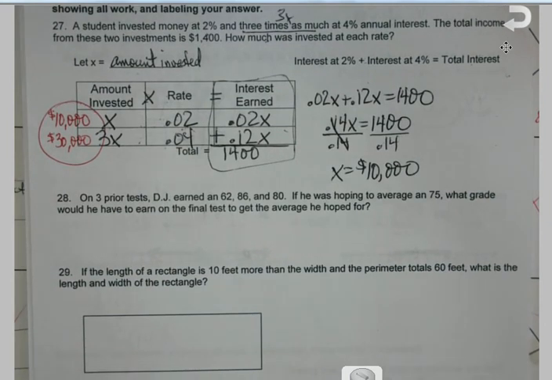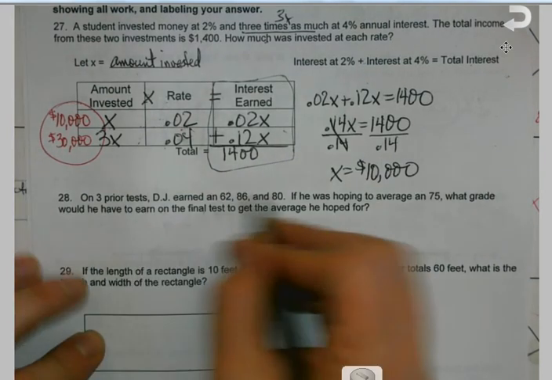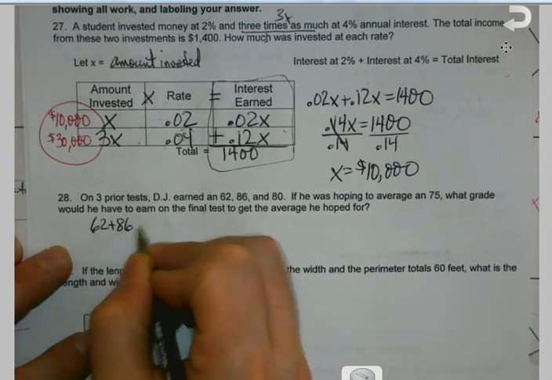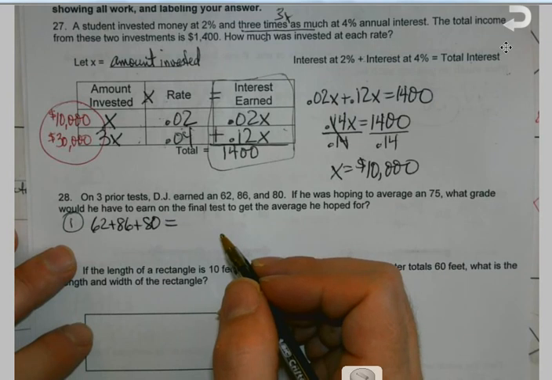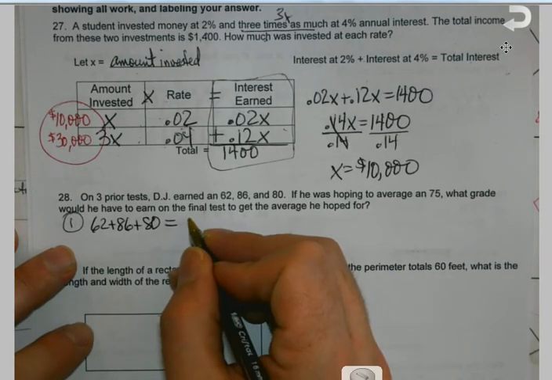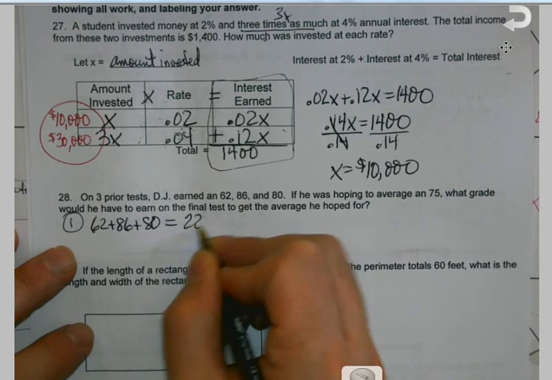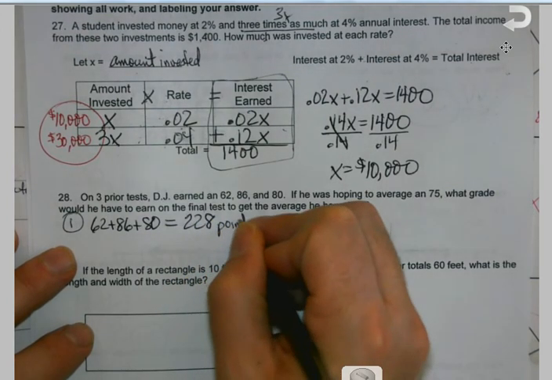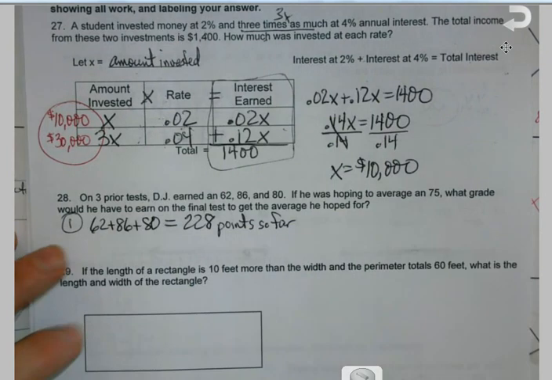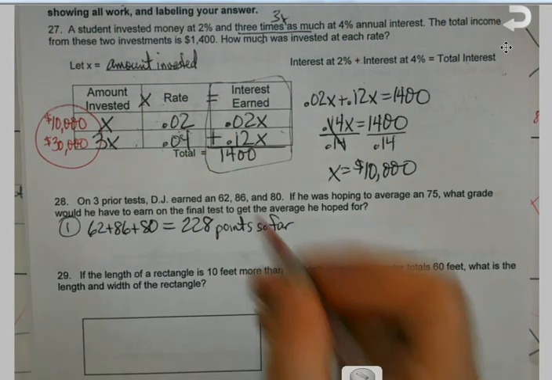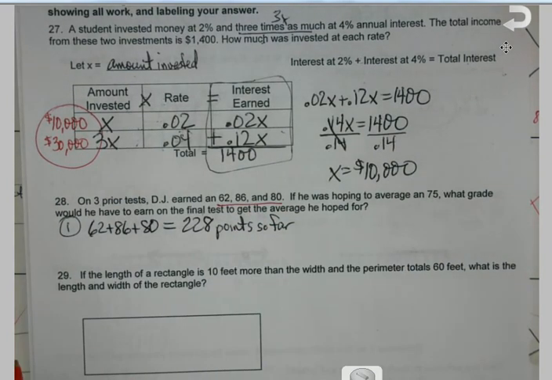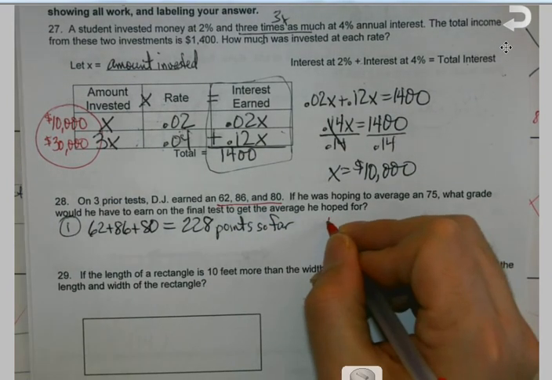So okay, on 3 prior tests, DJ earned 62, 86, and 80. If he was hoping to average a 75, what would he have to get on the final test? Okay, first thing, we got to add up his scores so far. So if we add them all up, let's see, 166, 40, 228? Yeah. Okay. So we have 228 points so far. Now, if he takes another test, how many tests will he have taken? He's taken 3. He's taken 1 more. So how many tests is he going to have taken? He's going to have taken 4 tests.